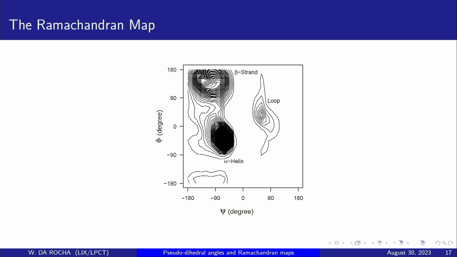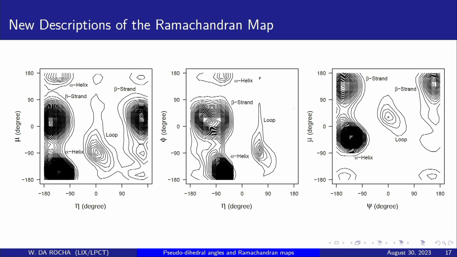And then, this is the Ramachandran map, the usual one. As we saw that we have a connection between the angles phi and psi with eta and mu, we tried to propose different Ramachandran maps. In this central one, with eta against phi, we can see that the beta strand region is just concentrated in the center of this map. We don't have that discontinuity anymore.